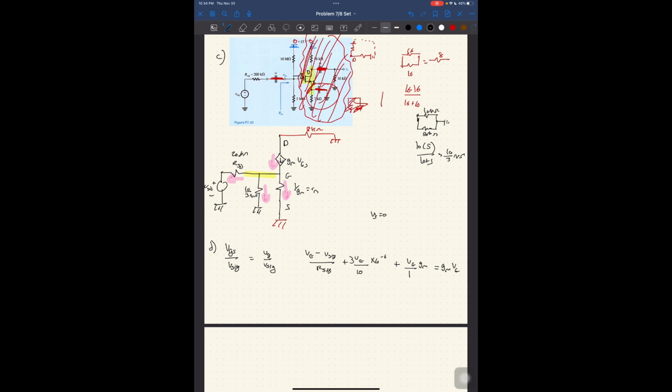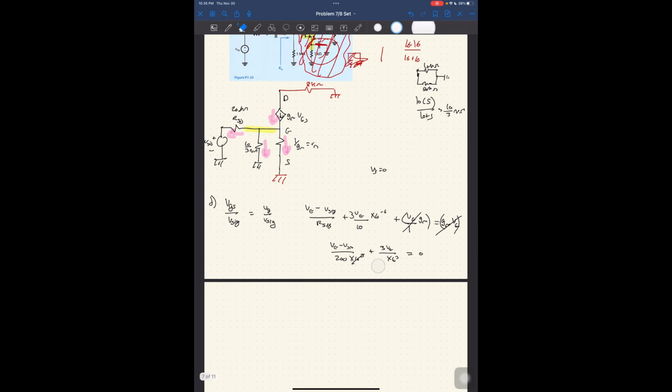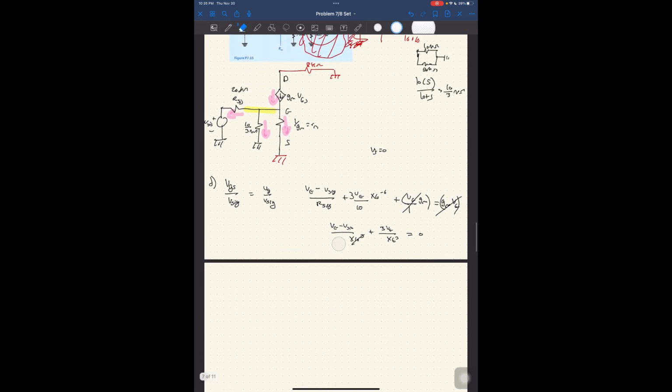So I subtract Gm Vg from both sides, and I get Vg minus V sig over 200 times 10 to the 3 plus 3 Vg over 10 times 10 to the negative 6 is equal to 0. I can multiply both sides by 10 to the 6, by 10 to the 3, and by another 10. This is very slow. I need to use a calculator.